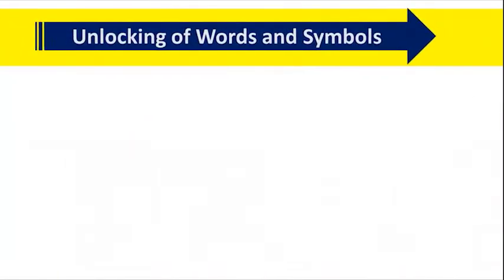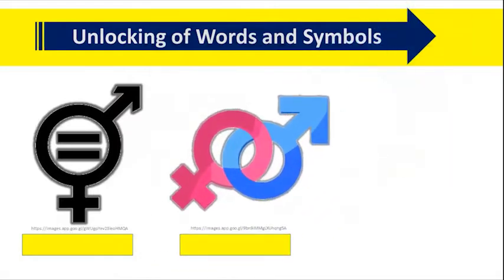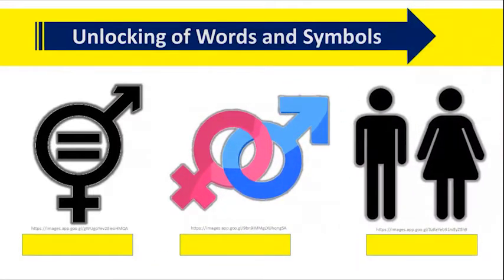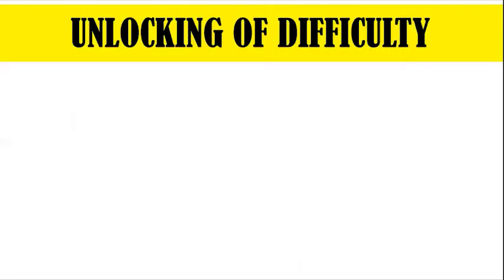We are now about to begin the proper lesson. Are you familiar with these symbols? Can you name them all? The first symbol means gender equality. The second symbol means female or male. The third is male or female, which we usually see in the public comfort room. Did you name them all? If yes, very good. It is time now for unlocking of difficulties or definition of terms.